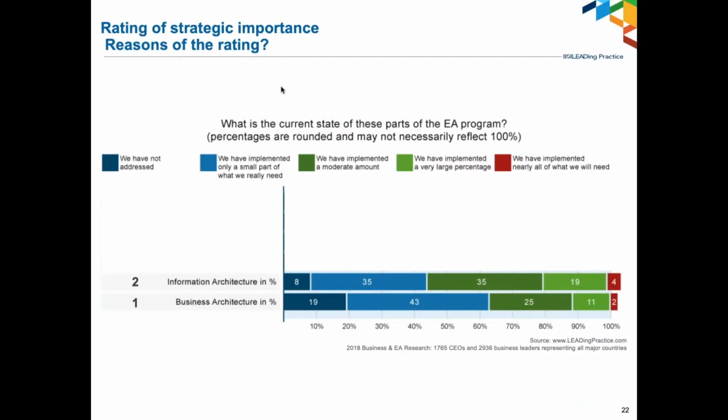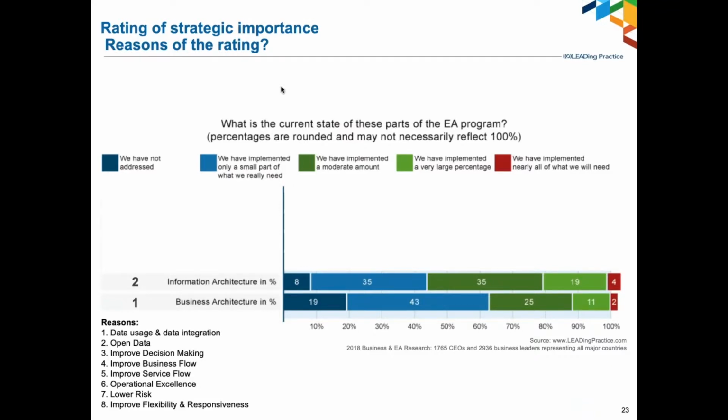What is it they want with the information architecture? Well, they want to see how we are using our data. How are we doing our data integrations? How can we be compliant with open data law? How can we improve our decision making? How do we improve our business flows? When I'm talking business flow, process flow is a part of that, but they also want to improve the service flow. Now, please note, I know a lot of process people out there will not know the difference between a service flow and a process flow, and they will say, yeah, that was not fully right.